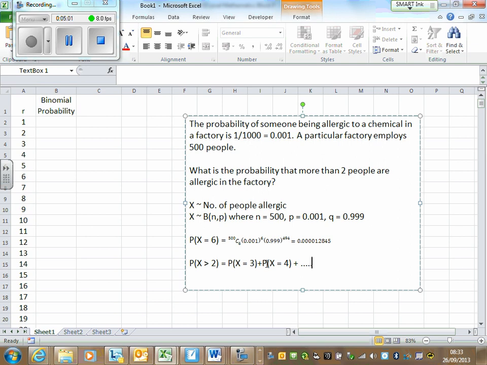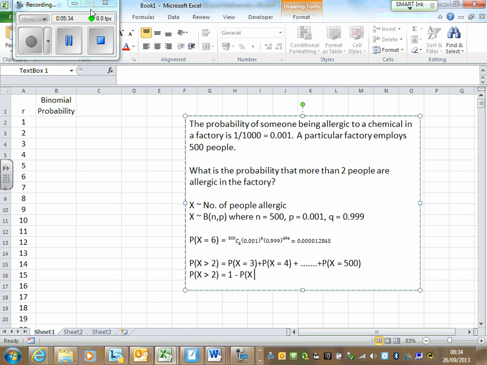plus the probability, well, it's going to go all the way up to plus the probability that x is equal to 500. That's 497 different probabilities we'd calculate. We're never going to do that in the exam. We could use the trick that the probability of x is larger than 2 is actually equal to 1 minus the probability that x is less than or equal to 2.